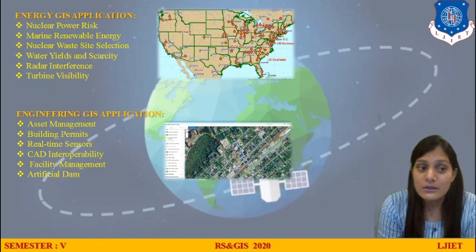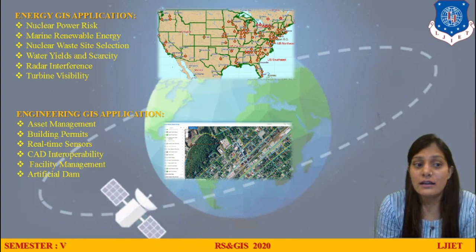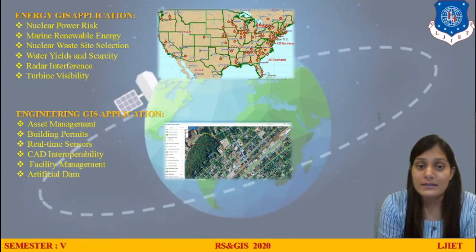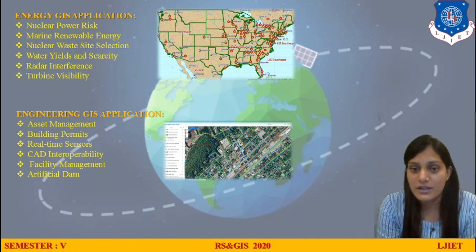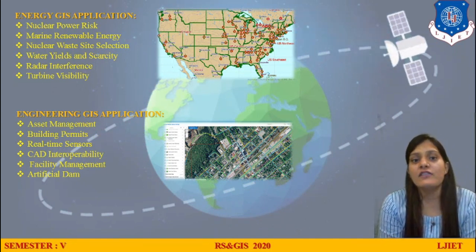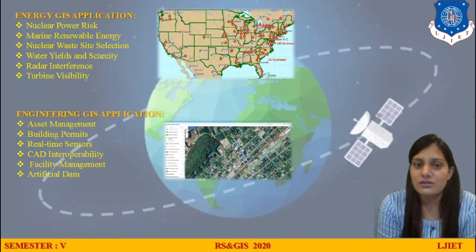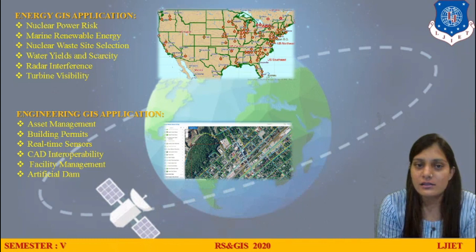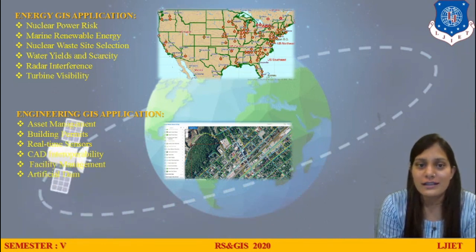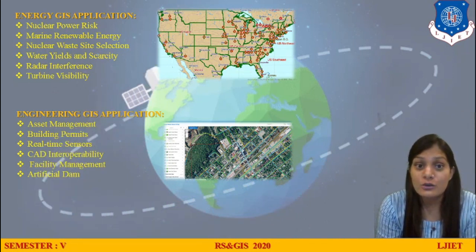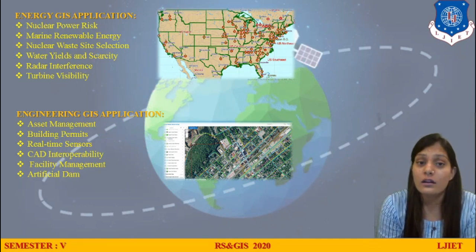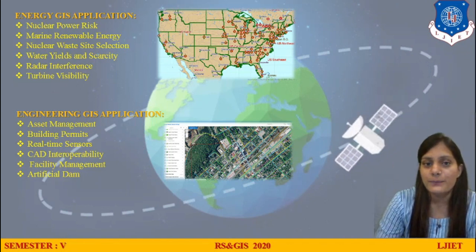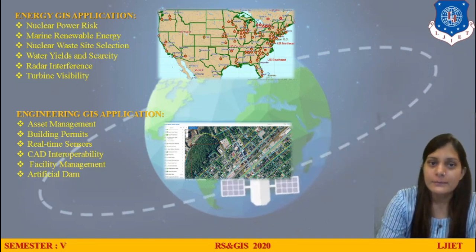What are the renewable sources of energy? What is the radar interface? What is the turbine visibility in hydro power plants? So we can analyze that by using GIS technologies. Even we have engineering applications that are very much used in day-to-day life. We are modeling, we have the AutoCAD data. We are civil engineers, we all know that we use a lot of AutoCAD data, and that AutoCAD data can be used in many other ways. We can even save the AutoCAD data into GIS, and we can use many other applications with it, right?